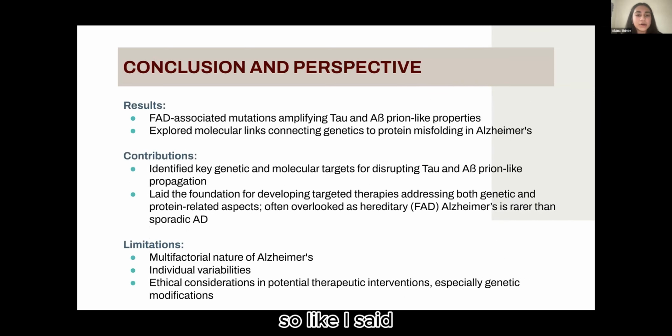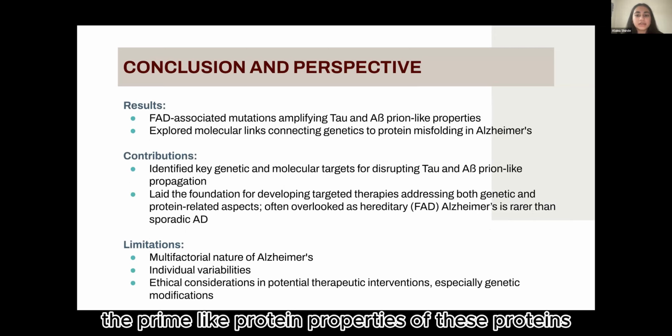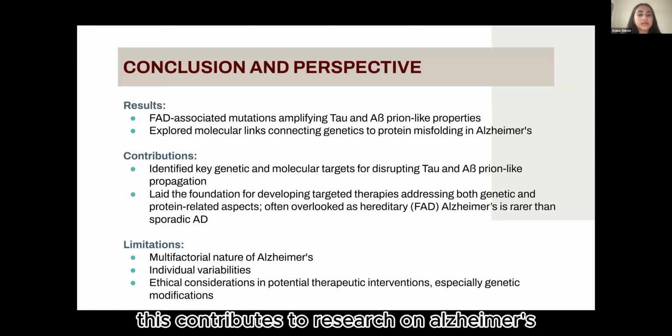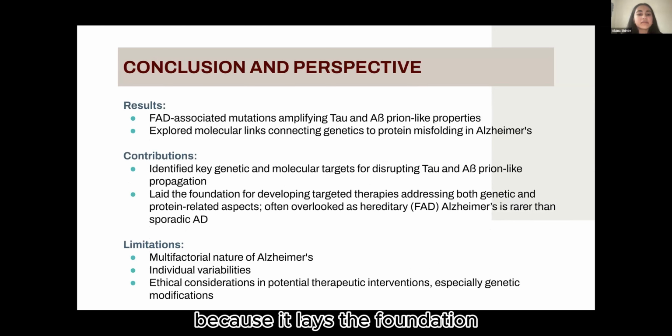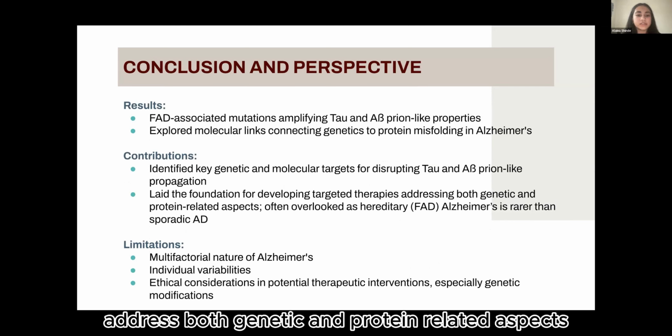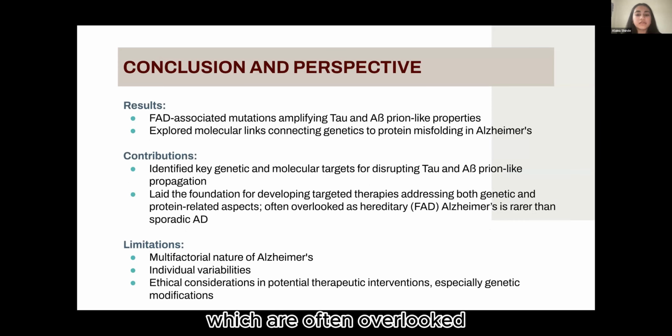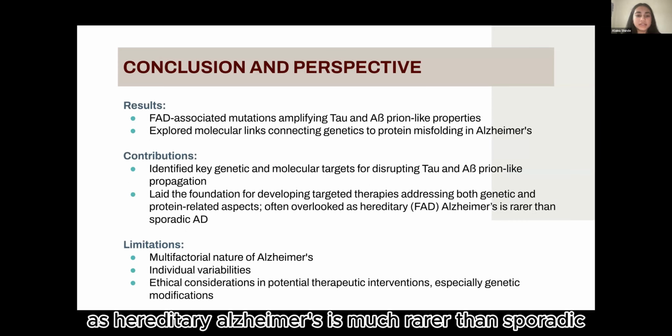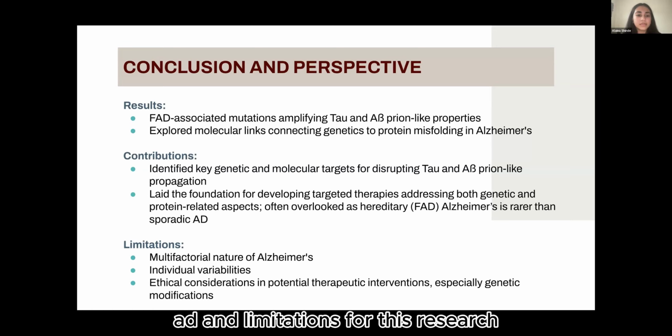So, like I said, for my results, FAD associated mutations amplify the prion like protein properties of these proteins. And overall, this contributes to research on Alzheimer's because it lays the foundation for developing targeted therapies that address both the genetic and protein related aspects, which are often overlooked as hereditary Alzheimer's is much rarer than sporadic AD.